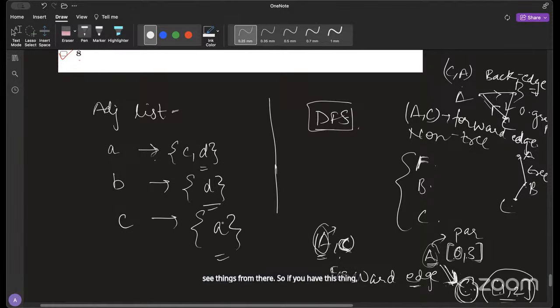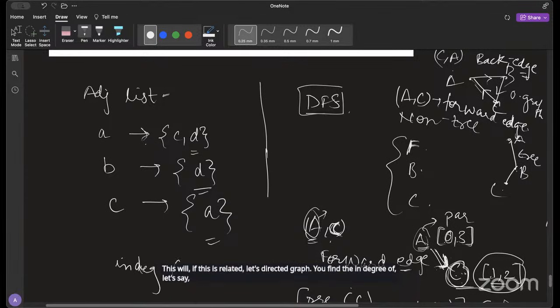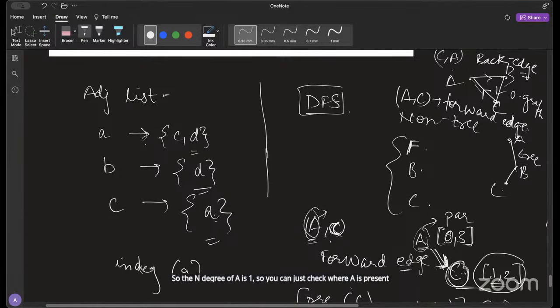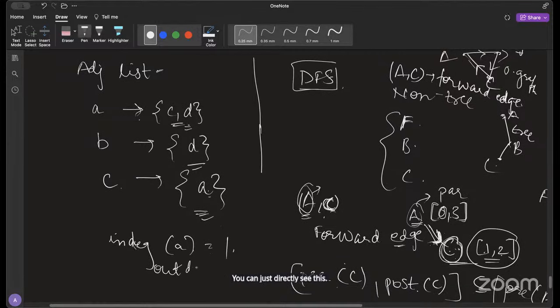So if this is given to you and you want to find the degrees, let's just take this to be a directed graph. You need to find the in degree of, let's say, A. It's directed from A to C, right? So the in degree of A is 1. You can just check in which list A is present, so you don't have to get into the graph. That will give you the in degree. Here it's only present in this one, C, so the in degree should be 1. And for the out degree of A, you can directly see this. Out degree of A will be 2.